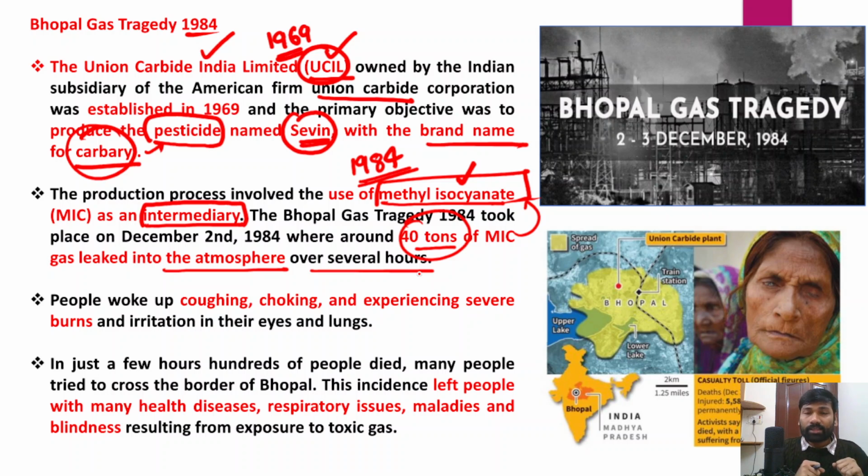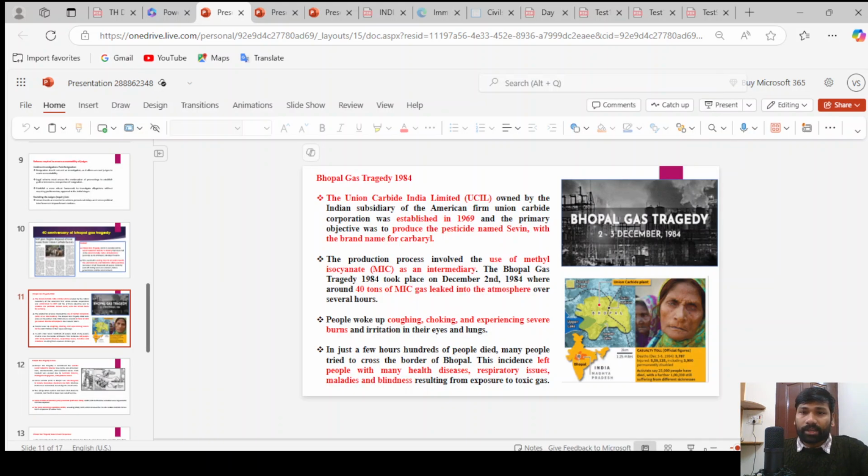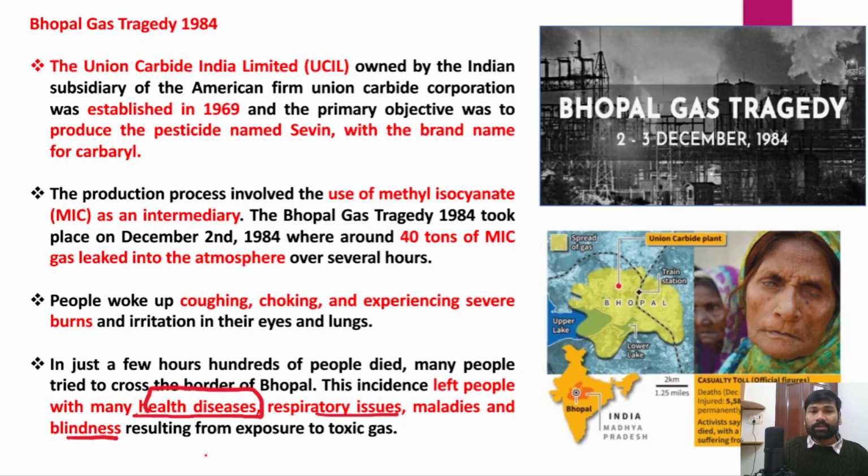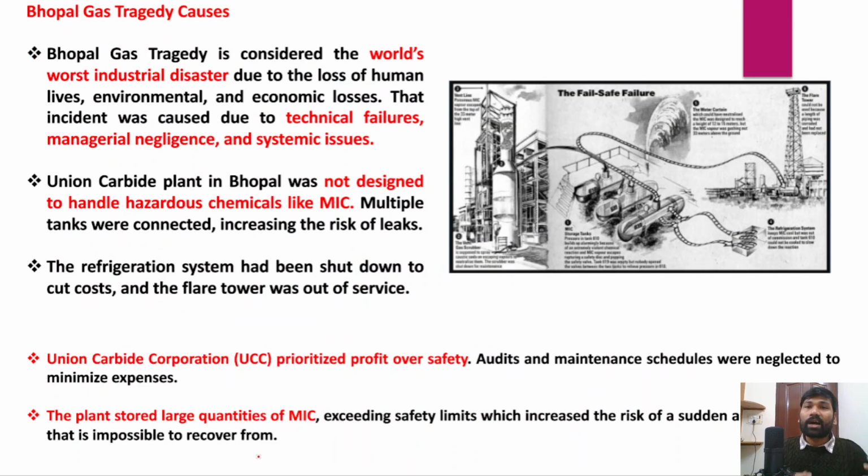People were sleeping, and because of that reason it further increased the mortality, because people started inhaling this toxic gas, and people woke up coughing, choking, and even experiencing severe burns and irritation in their eyes and lungs. They started feeling all these different symptoms, and in just a few hours hundreds of people died in Bhopal itself because of the toxic nature of methyl isocyanate, right? A number of other people were also hospitalized after this incident. Because of the harmful nature of the gas, a number of people became disabled. This incident left people with many health problems, respiratory issues, blindness, resulting from exposure to the toxic gas.